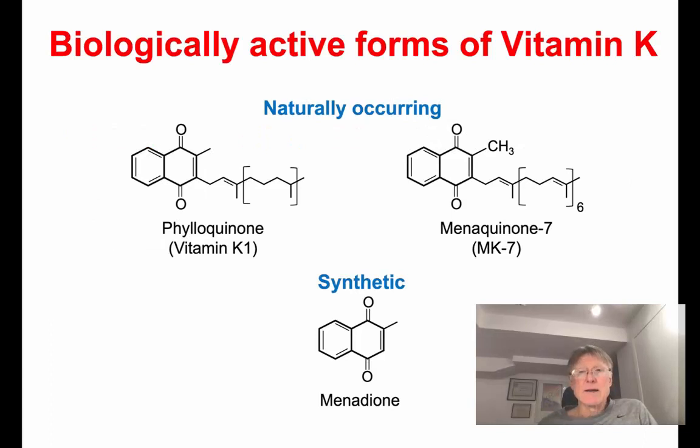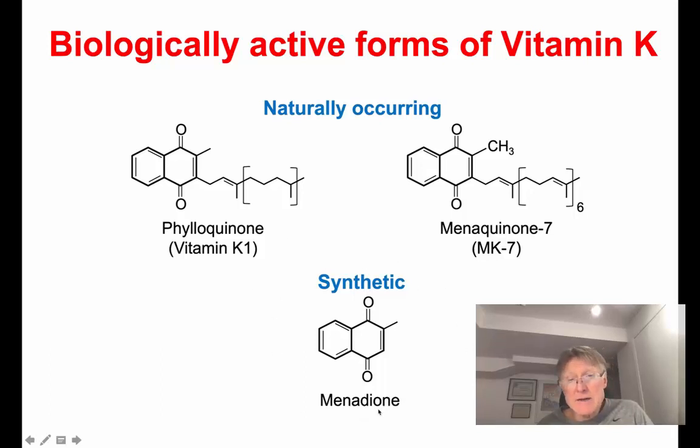So the next one, and the last one in the family of fat-soluble vitamins, is vitamin K. What are the biologically active forms of vitamin K? We have two that occur naturally: phylloquinone, or vitamin K1, you see here on the left, and the other one is menaquinone 7, or MK7. And you have a synthetic version of it, which is called menadione.